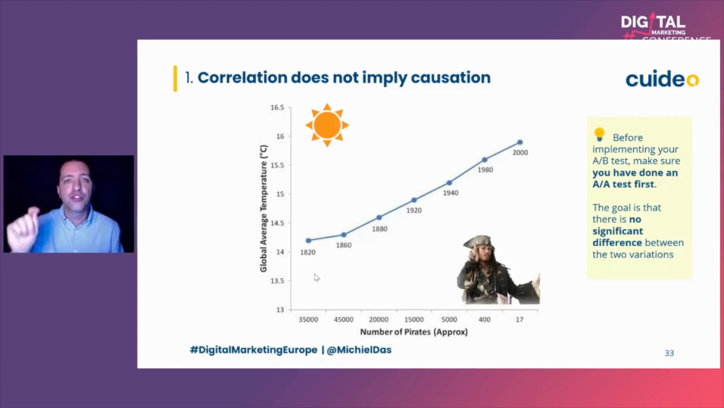So to rule out causation, always also test an AA version, where you show the exact same page to half of your visitors. They should be converting at the same level. If that's not the case, you have a very big problem. Don't continue with your A/B testing, because you have a big problem that you need to solve first.